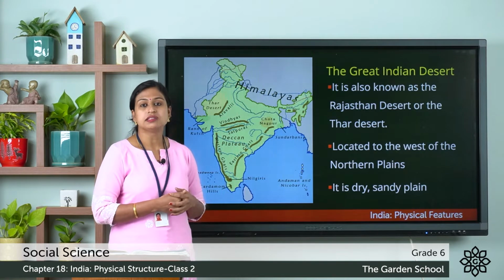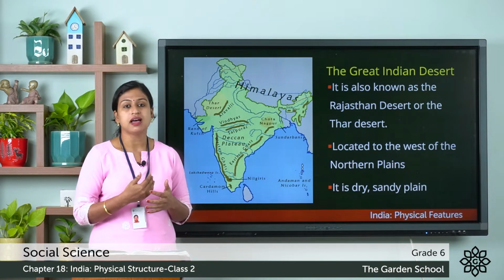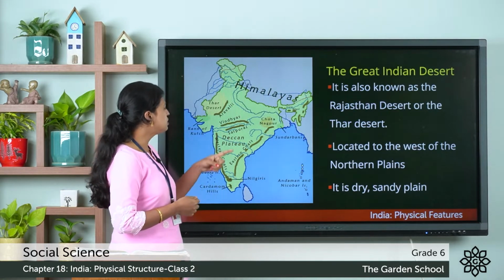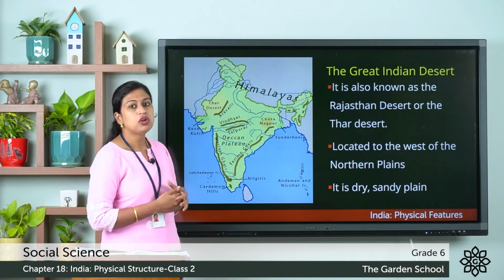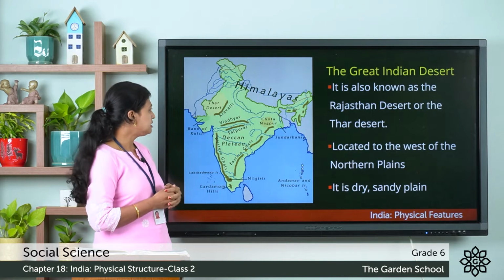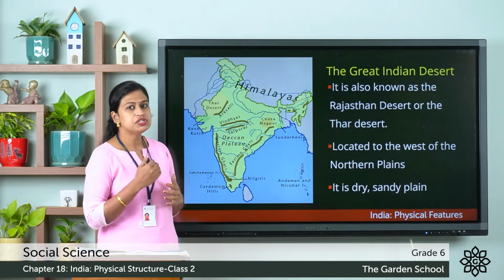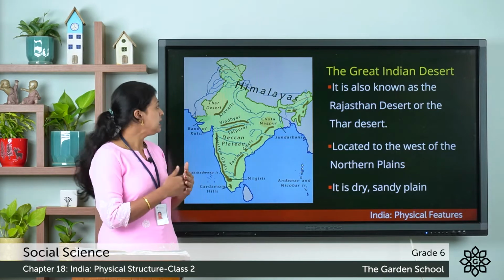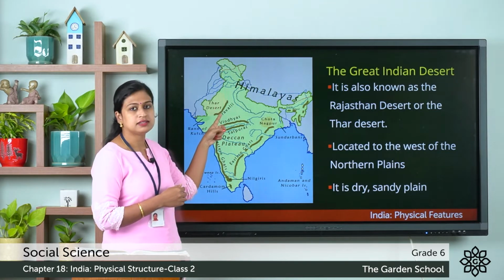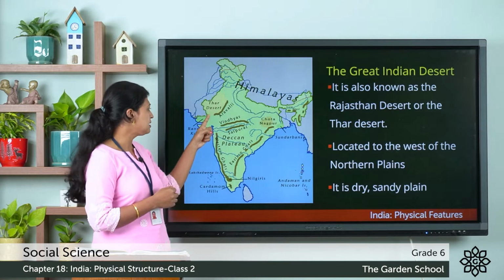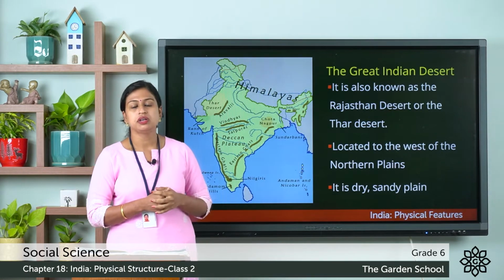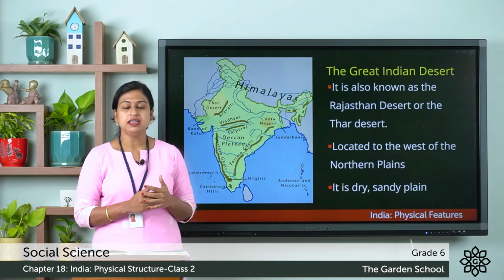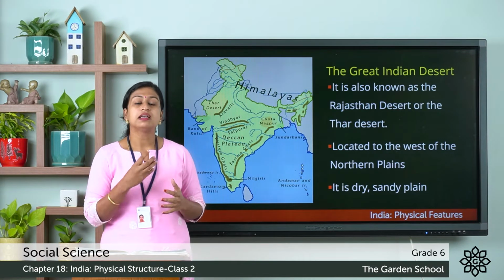This desert is also known as the Rajasthan desert or Thar desert, and here you can see on the map that it is located to the west of the northern plain, and you can see the Aravalli range, which is the oldest range that marks the eastern limit of the Thar desert. This Thar desert extends to the Rann of Kutch in the south. Now this region is dry, sandy, and it also consists of sand dunes.